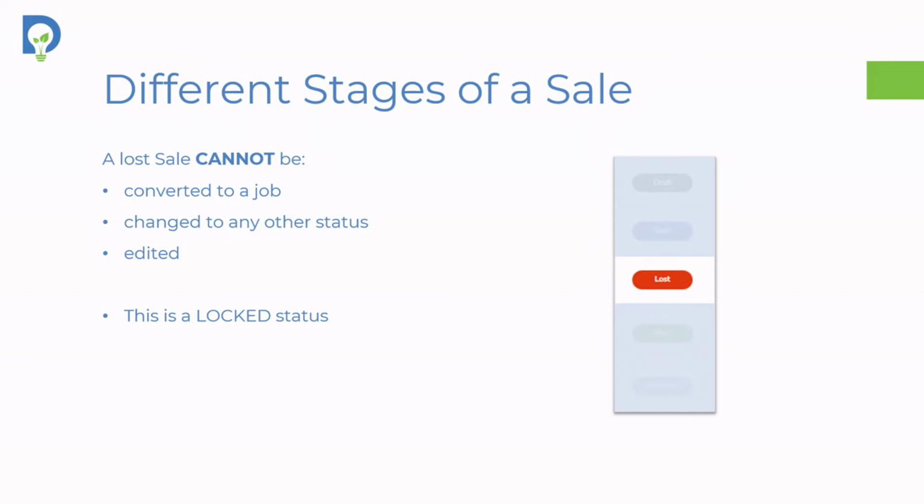So if you move it over to lost, it's going to just sit there as lost. So this is a locked status. So only use this when you know it has actually been lost. You can keep an eye on it in sent or in draft, but once it's moved to lost, you're going to be locking that down.